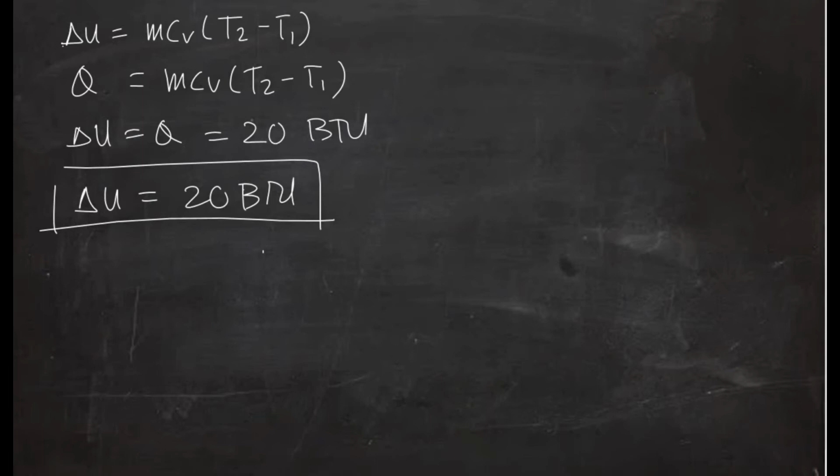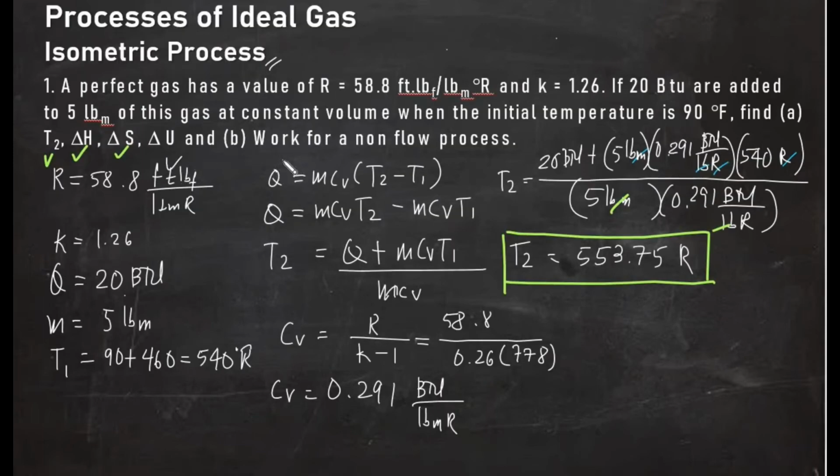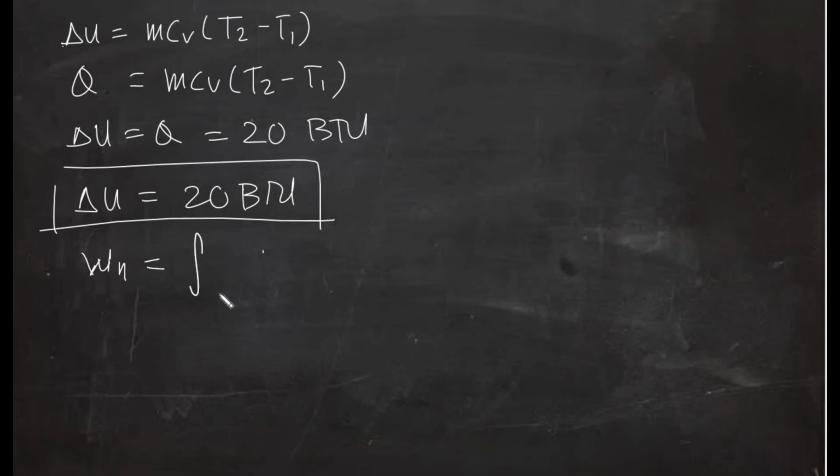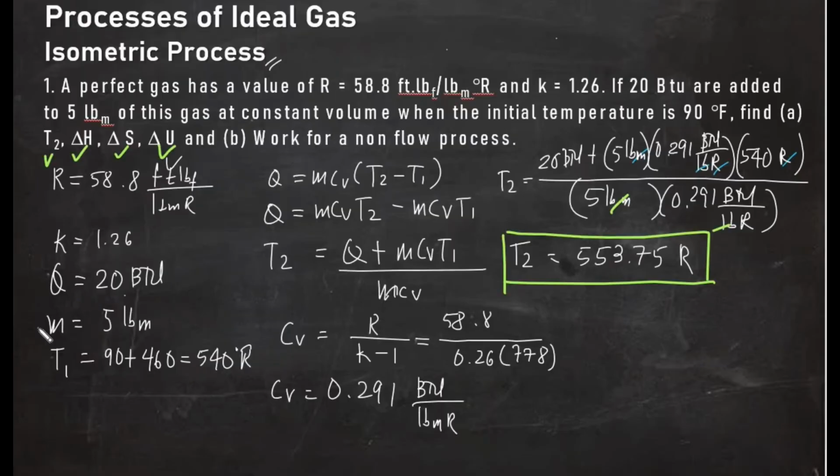Okay, so the last part is letter B. What is the work for a non-flow process? The general formula for the work for a non-flow process is always equal to the integral of your pressure times your differential volume from point 1 to point 2. But since we are talking about the isometric process and volume is constant, that integral is equal to 0. So the work for a non-flow process is always equal to 0. So in this problem, the work for a non-flow process is also equal to 0.